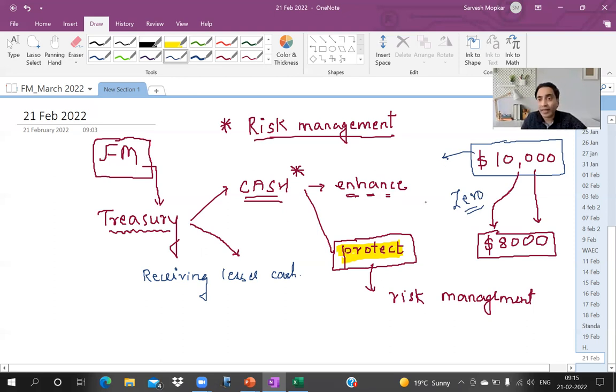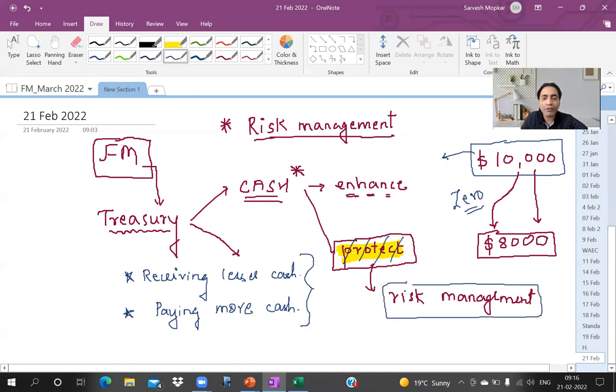This is called a cash flow risk. So receiving lesser cash is a big threat. Also, paying more cash than was planned. Excessive cash payment. So these are the two reasons which are called cash flow risks, which the treasury manager has to watch out for. And this protection element, this part, is called risk management.